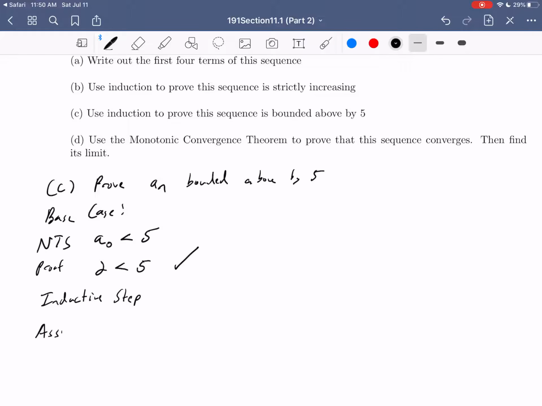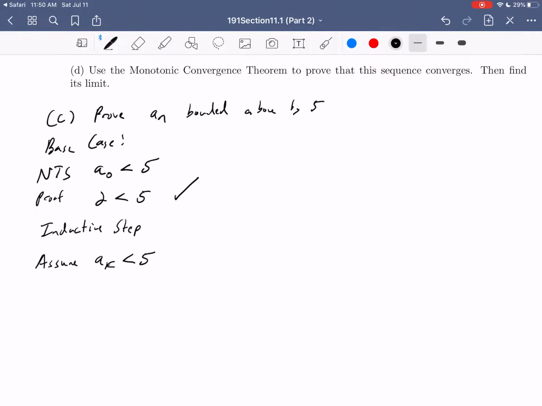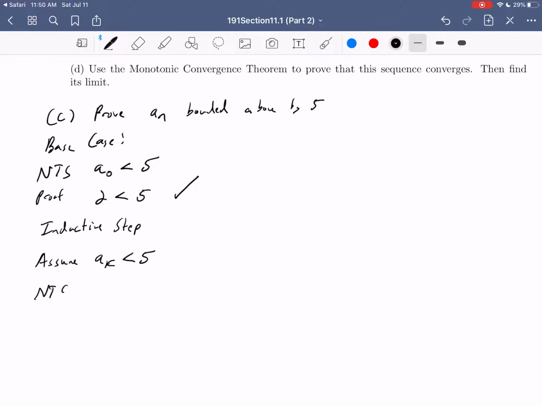So we're going to assume a sub k is less than 5. And we need to show that if you start off less than 5 and you take a step forward, you will still be less than 5. All right, we'll do that proof here. Start with a sub k less than 5.